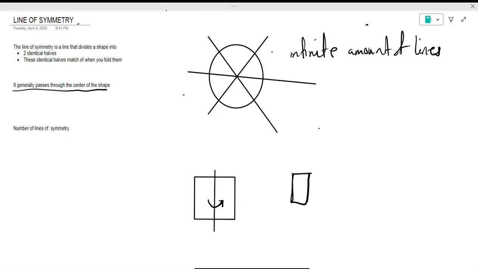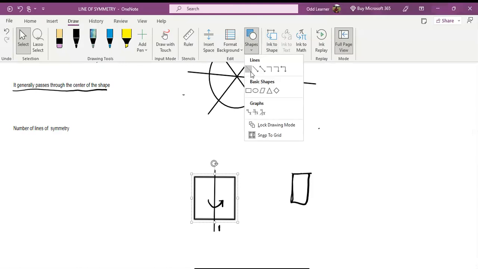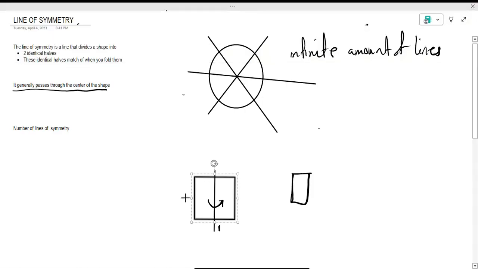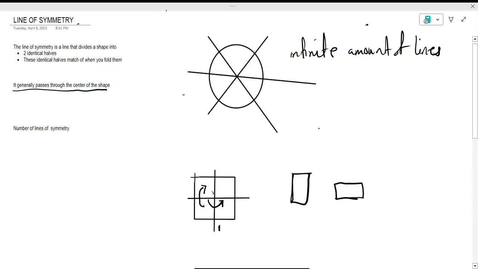And now a square has four sides. We already made one line, number one. We can also draw a line horizontally that divides the square like this into two equal halves. So when we fold this, we get something like this, equal parts. And then we can also have a line that goes diagonally, say from here to here.